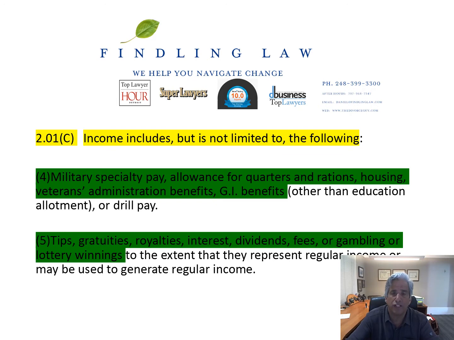Would you ever imagine that rations or housing in the military is considered income? Well, under Section 4 it is. And under Section 5 we learned that even gambling winnings that may never reach a tax return could be considered income, as well as tips, for child support and spousal support.